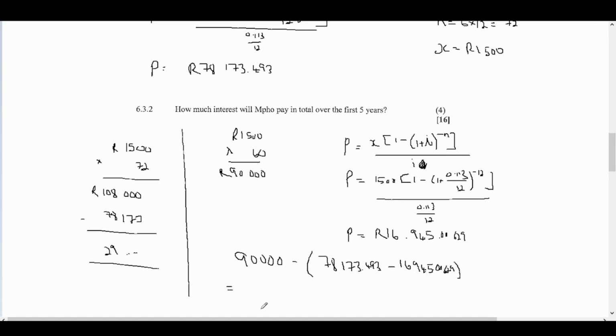So if you type it in your calculator, you can see that the interest is 28,771.51, and that is how much interest he paid in total over 5 years. Okay, that's question 6. I hope it helped, and I'll see you in the next one.